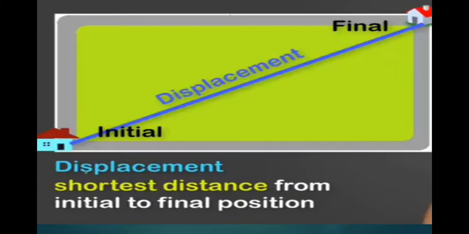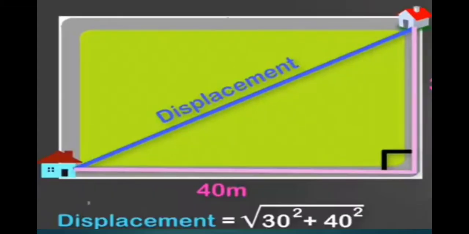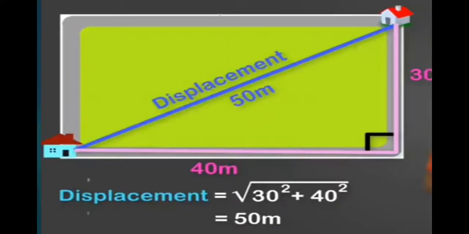How do you calculate the displacement again? You can use a long measuring tape, or can you see the right angle triangle here? We can apply Pythagoras theorem because the displacement is the hypotenuse of the right angle triangle here. So the displacement is going to be the square root of 30 square plus 40 square, so that is 50 meters. And as you can see, it's less than the distance.